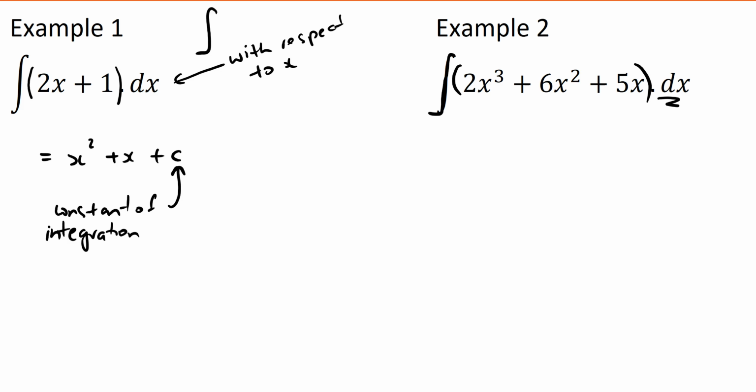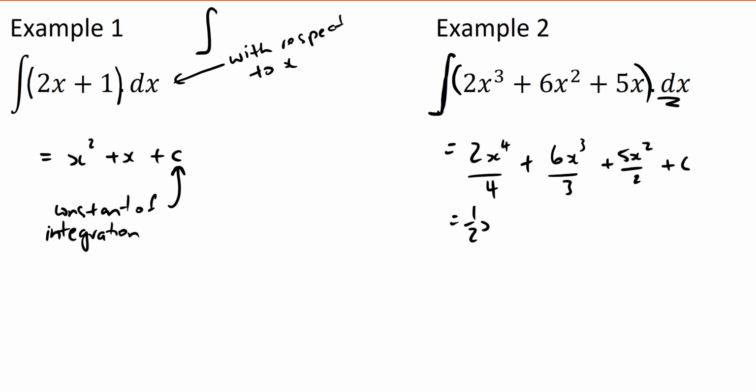So my answer will be 2x to the power of 4 over 4 plus 6x cubed over 3 plus 5x squared over 2 plus c. Now, do I have to simplify that? Or can I simplify that? It's probably a better question. So that could be a half x to the 4 plus 2x cubed plus 5 halves x squared plus c. There's my answer. Happy with those two?